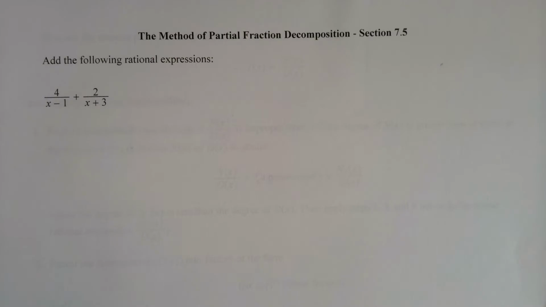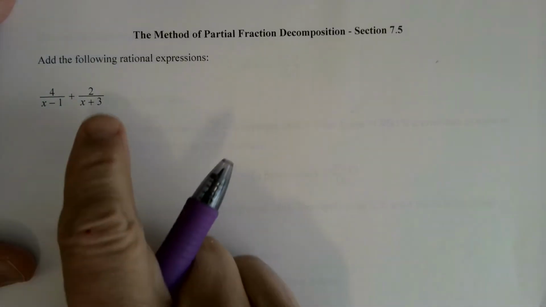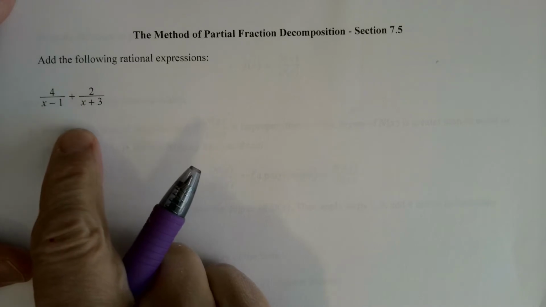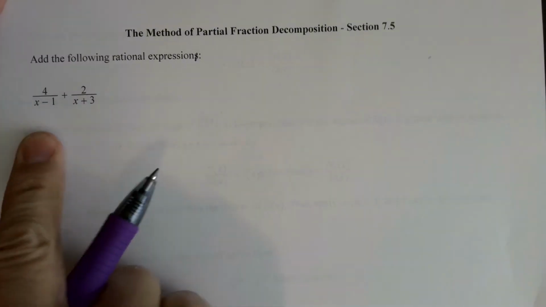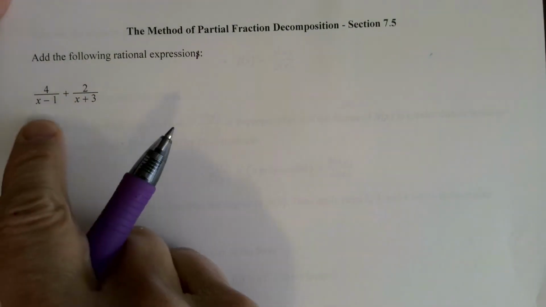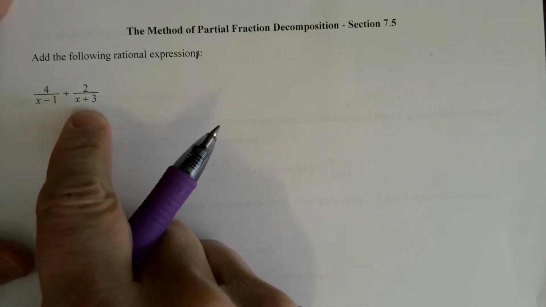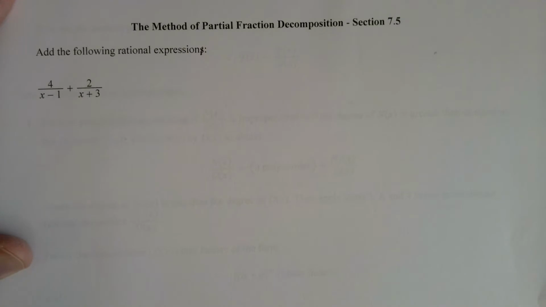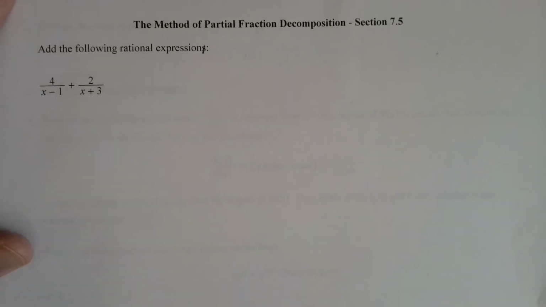To illustrate this method, before we use it, I want to go in the opposite direction from where we'll actually be going, and add the following rational expressions. I've got two expressions, and I'm going to add these two together. Remember how we add: we need a least common denominator. What's the least common denominator for these two rational expressions?